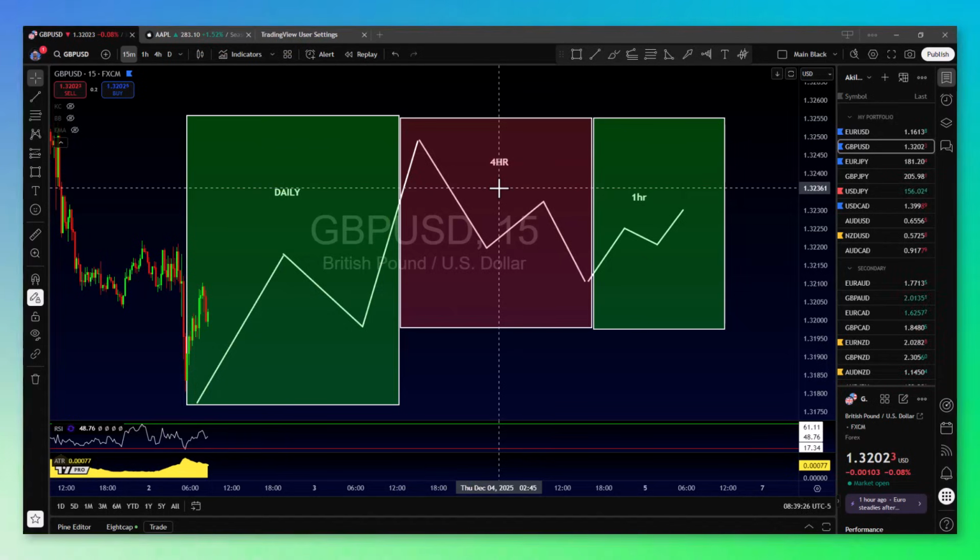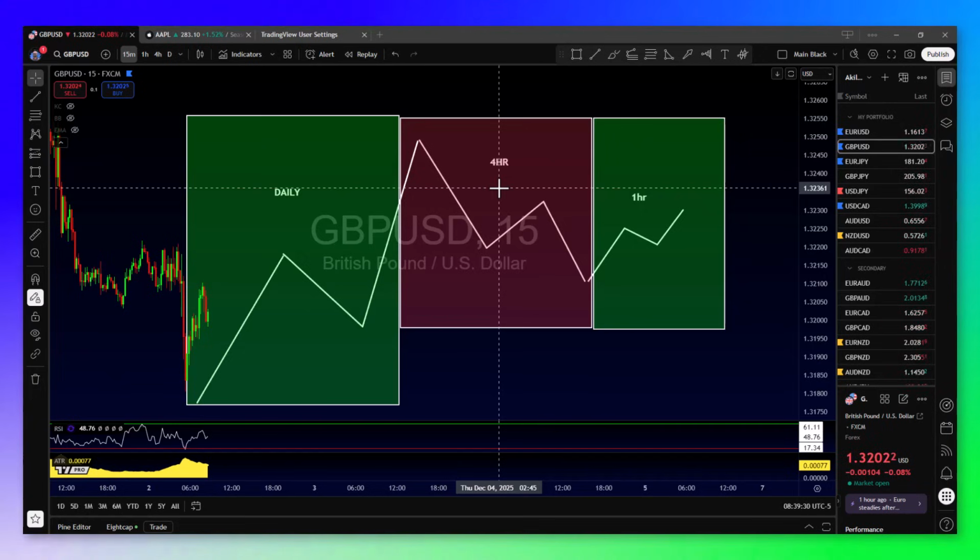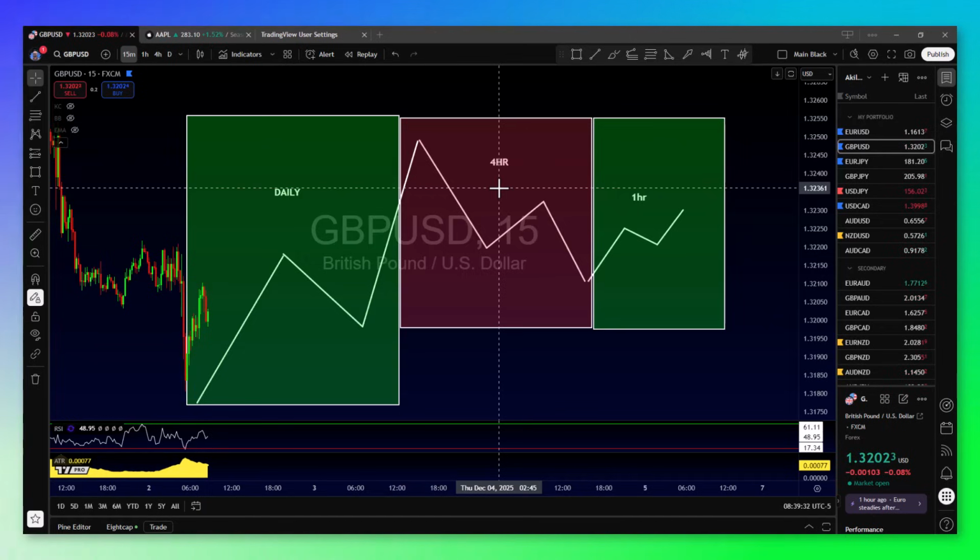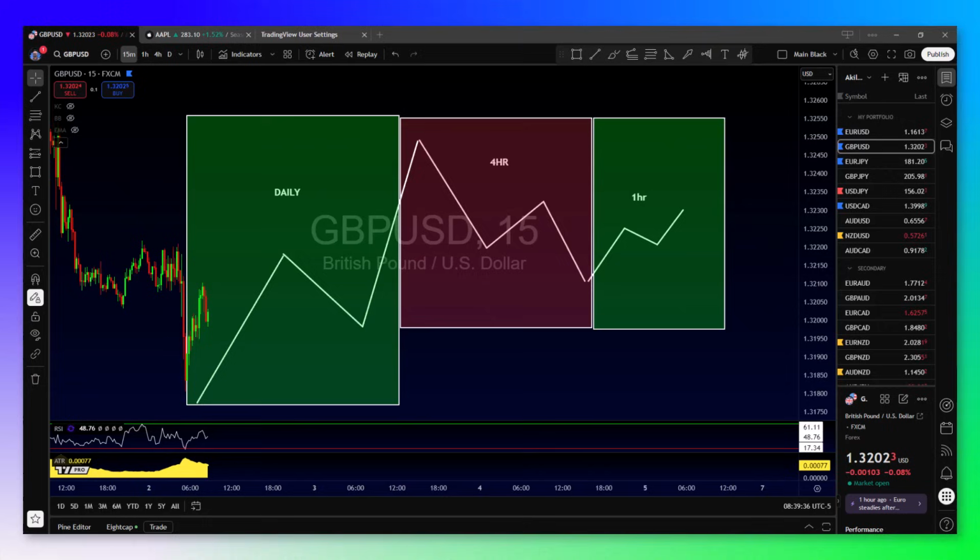So imagine you doing this and then you going down to a 30-minute and a 15-minute and a 5. Like you're gonna melt your brain, right? So it's important that we understand what time frames we use and what we're using those time frames for.